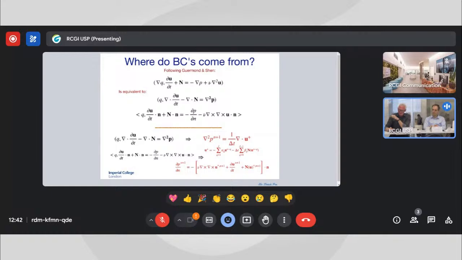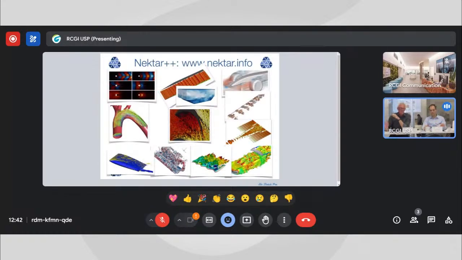Okay, so I think at the end, I had some more examples. These are the types of problems that we can solve using that scheme. This is what we're applying time and time again.